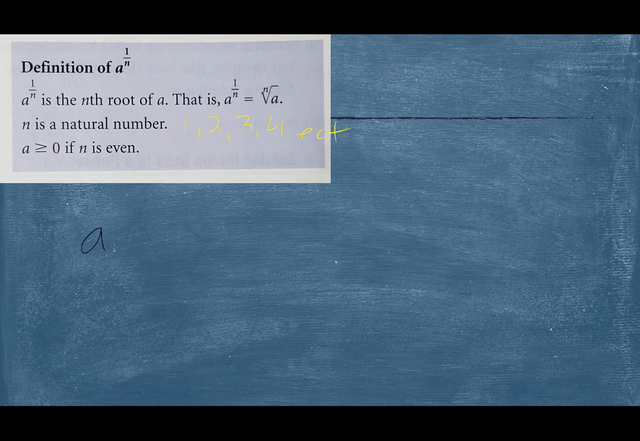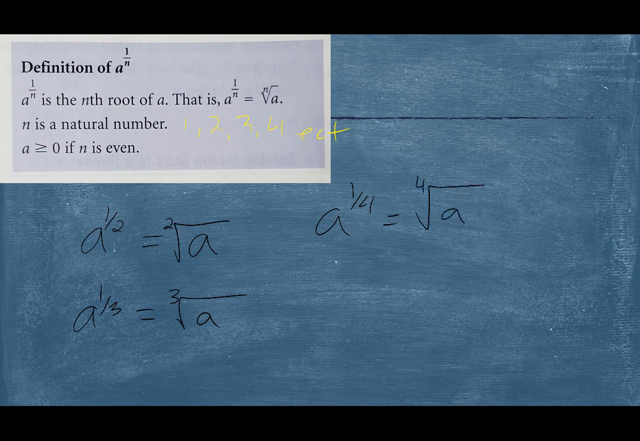So what I mean by that is that a to the power of 1/2, for example, is equal to a square root. We don't usually put the 2 there, but really when you're taking a square root, there should be a 2 there. a to the power of 1 over 3 is the cube root of a. a to the power of 1 over 4 is equal to the 4th root of a, and so on and so forth. On your calculator, you can actually type it in either way if you're evaluating these.